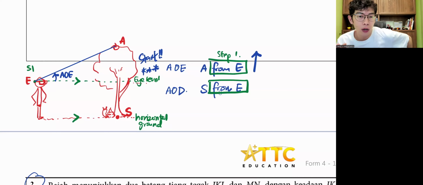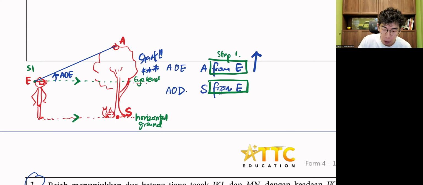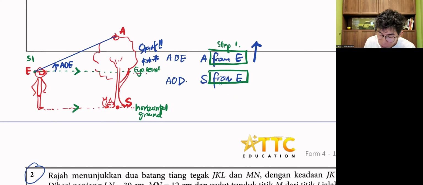Angle of elevation is not a big problem. The problem is angle of depression. Students place it wrongly. Okay, now the next one. So what is S from E? Probably I'll use a different color. I use purple.